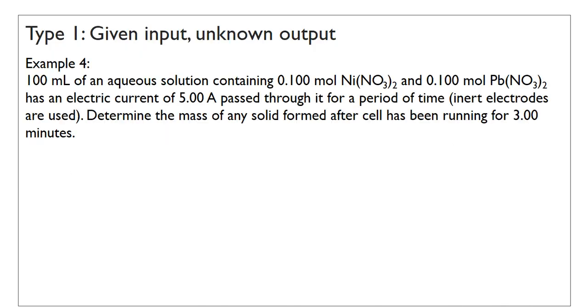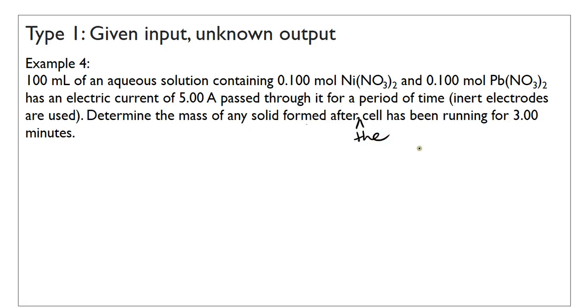And then we have example 4, which is very similar. 100 ml of an aqueous solution containing that and that has an electric current of 5 amps pass through it for a period of time. Inert electrodes are used. Determine the mass of any solid formed after the cell has been running for 3 minutes.